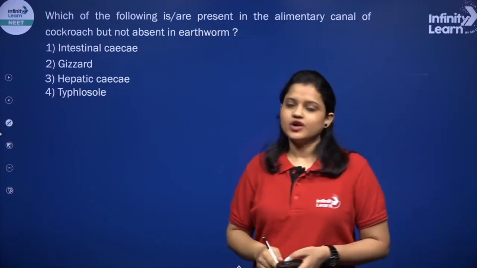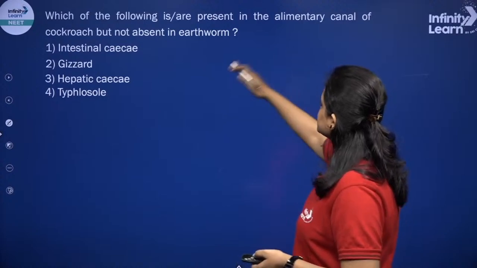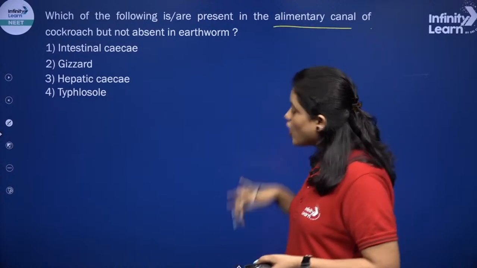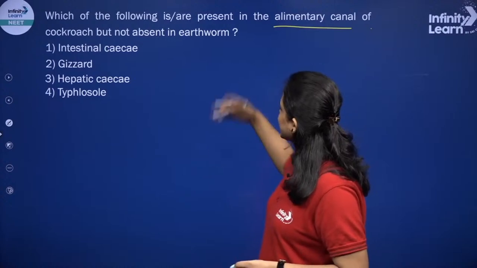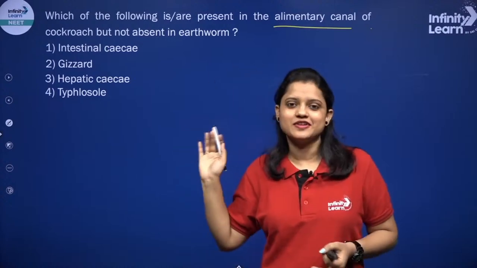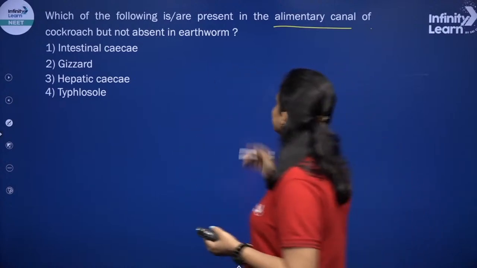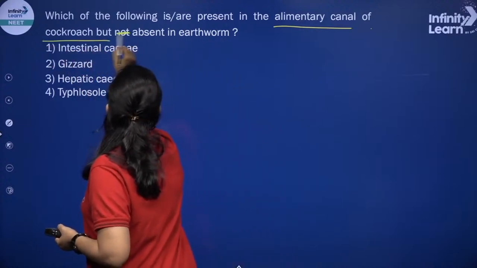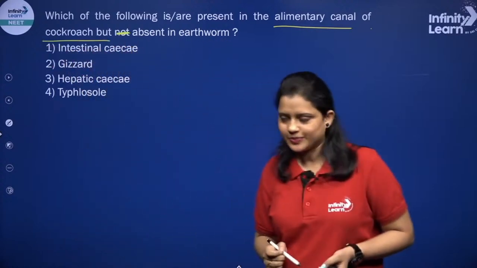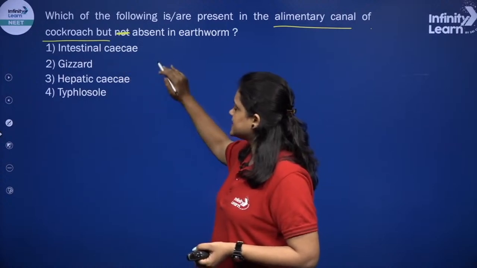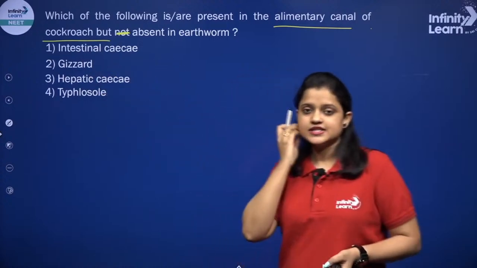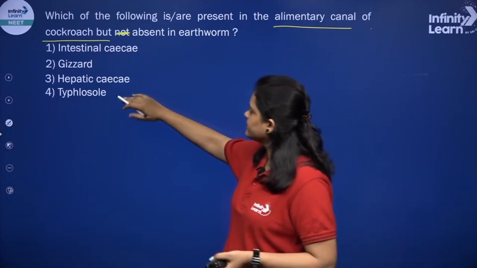Now next question on your screen. Which of the following is or are present in the alimentary canal of cockroach but absent in earthworm? The question will be but absent in earthworm. Okay, so which of the following is present in cockroach but absent in earthworm? We see intestinal ceca, gizzard, hepatic ceca and typhlosole. Typhlosole is there in earthworm, right?